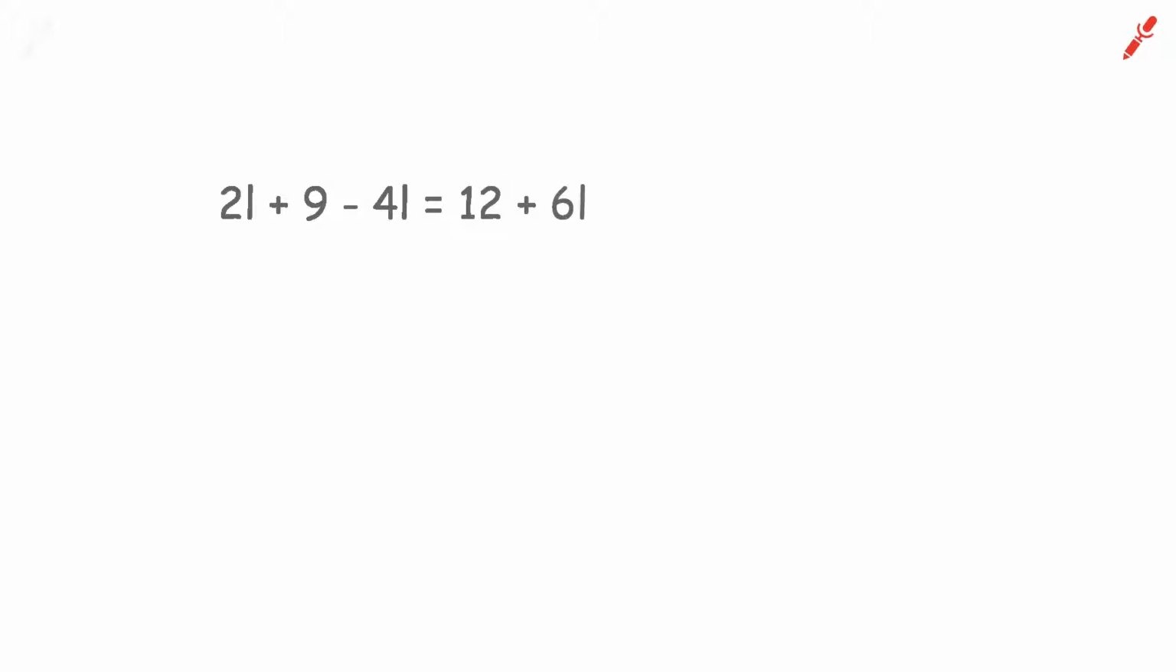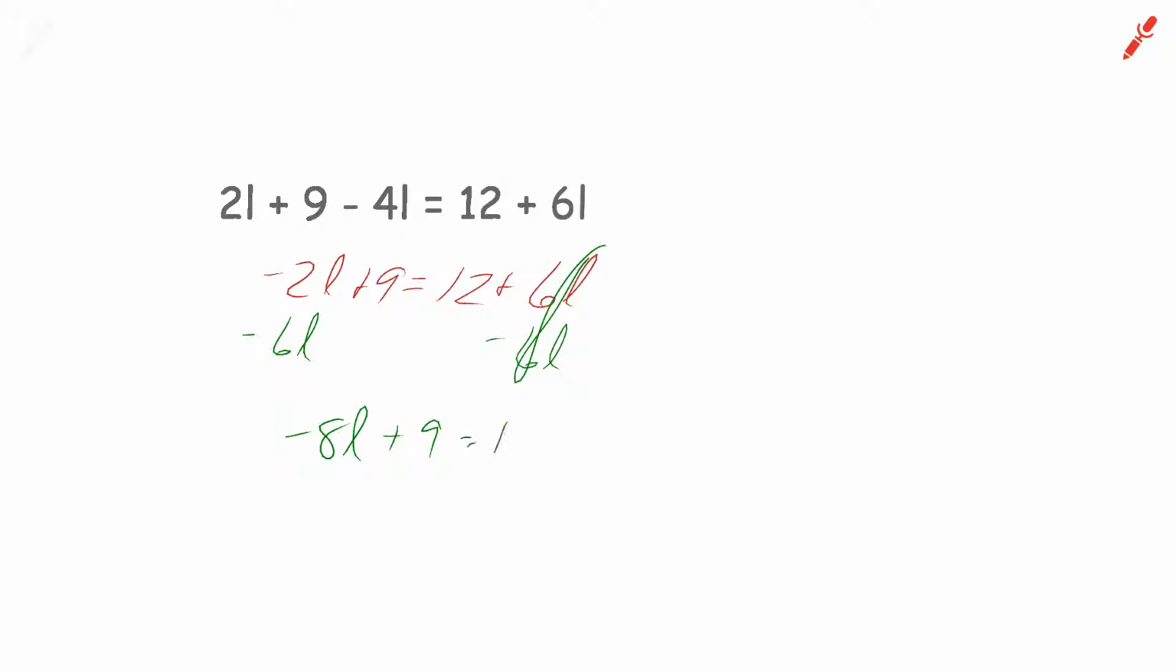Alright, so that should have been plenty of time. Let's go ahead and solve this one. Again, we simplify first. I've got like terms to combine on the left-hand side, so 2 minus 4 is negative 2l plus 9 equals 12 plus 6l. Okay, so now I need to get all of my variables on one side. This time around, just because we can, we're going to subtract the 6l. So move them from right to left, minus 6l to both sides. Those cancel. I get negative 8l plus 9 equals 12.